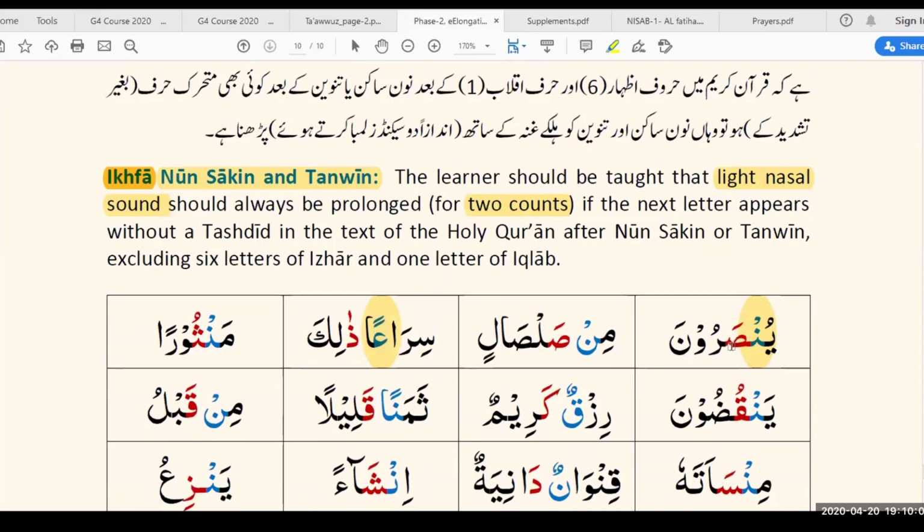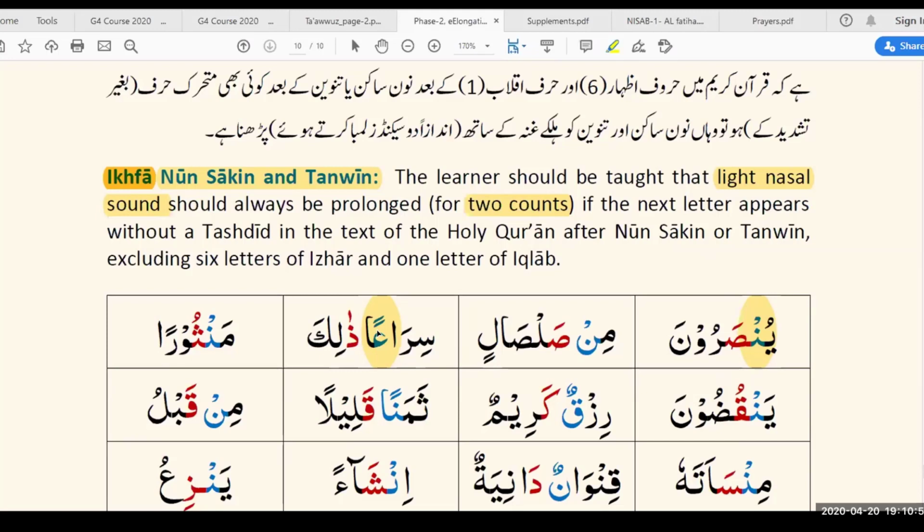If they are followed by a letter without a tashdid. Okay, so it sounds a little bit confusing, but I think you'll get the hang of it. It actually depends on which letters there are. There's 15 letters that this applies to. So there will be a light nasal sound, always prolonged for 2 seconds, if the next letter has no tashdid, so no shadda after the noon sakin or after the tanween.